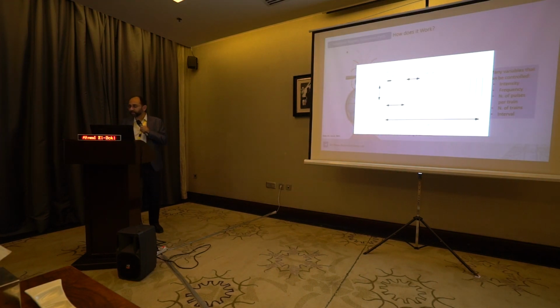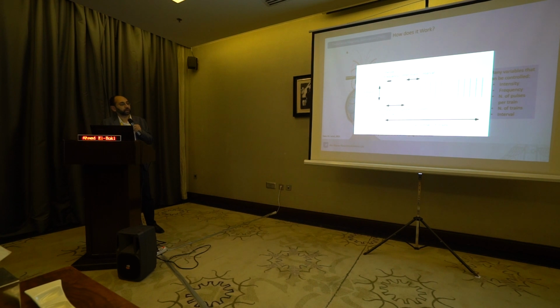This is a diagram to show you the same idea. So these are the pulses. These vertical lines represent the pulses, and this is a train, a group of pulses, and then you have the inter-train interval, and then another train, and so on. This is a diagram that represents a TMS session.